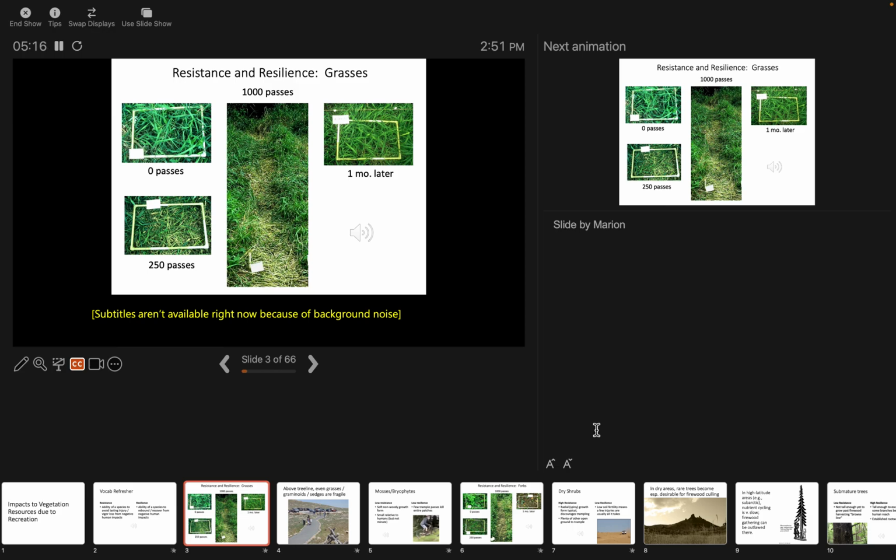At 250 passes, there's some impact, but it hasn't really even caused any tissue damage yet. So there might be a few percent impact, a few percent cover loss, if you want to think of it that way. A few blades of grass ripped up just sort of on accident. After 1,000 passes, 4 times as much in this case, so 1, 2, 3, 4, the impact is quite a bit more severe. So the impact perhaps much higher.